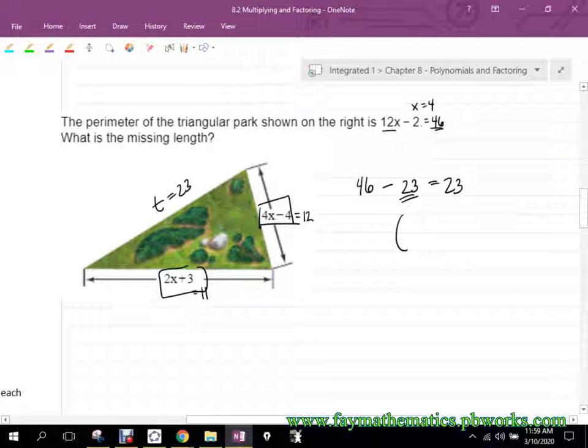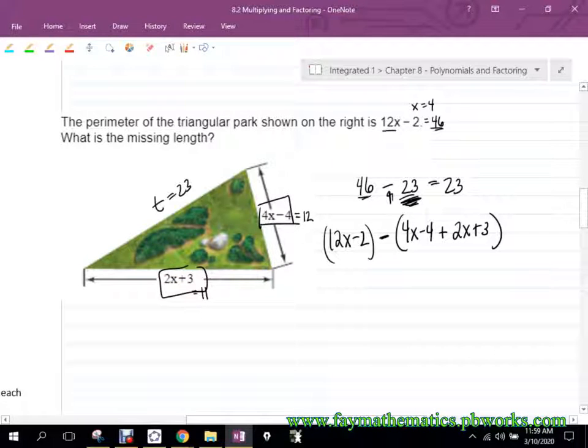Well, let's go back to that. The 12 was 4x minus 4, and the 11 was generated because of that 2x plus 3, right? Does that make sense, everybody? So that's the thing that created the 23. What was the thing that created the 46? 12x minus 2, right? Then we take 12x minus 2 minus the quantity 4x minus 4 plus 2x plus 3, right?